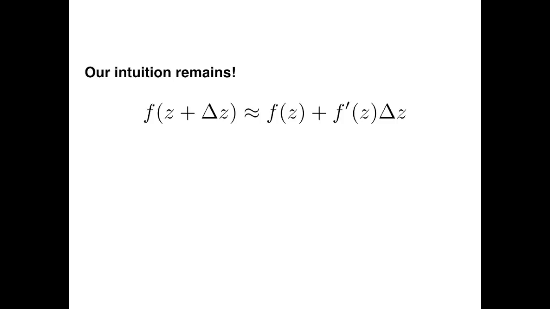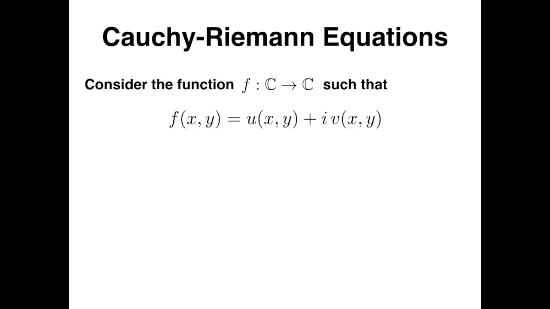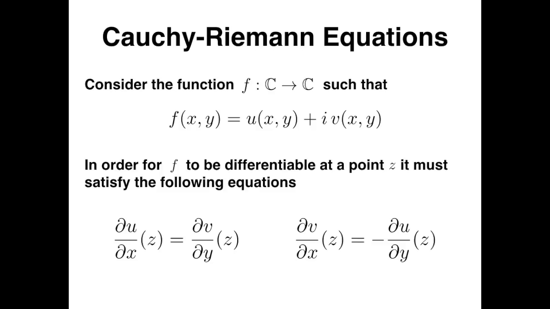But because we're using this more powerful definition of the derivative, we get some more interesting theorems. And so here I'll show you the Cauchy-Riemann equations. Consider a function f that maps complex numbers to complex numbers, such that f is equal to u plus iv. In order for f to be differentiable at a point z, it must satisfy the following equations. And these equations here are called the Cauchy-Riemann equations. We get this theorem because of the more powerful definition of the derivative.